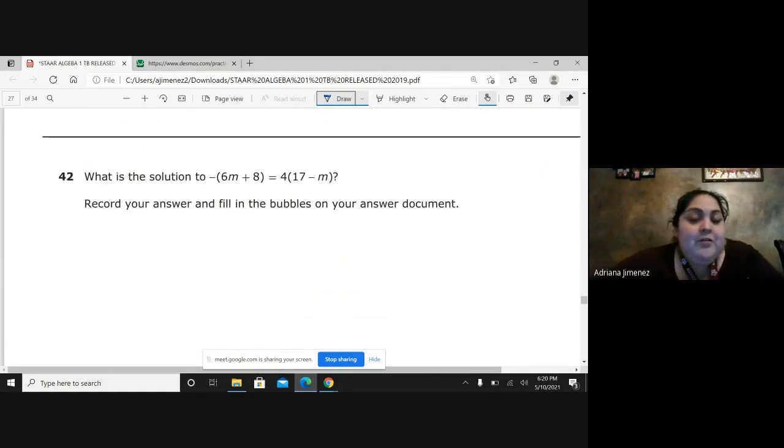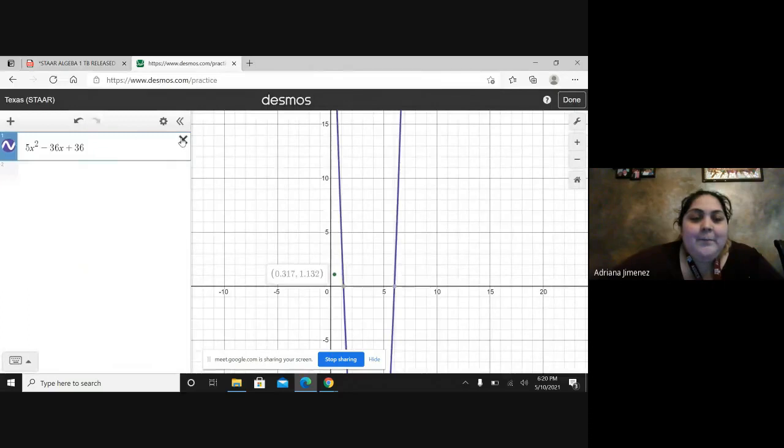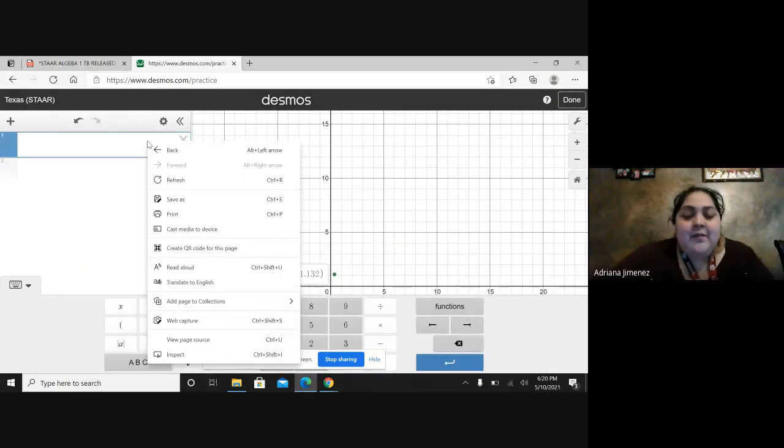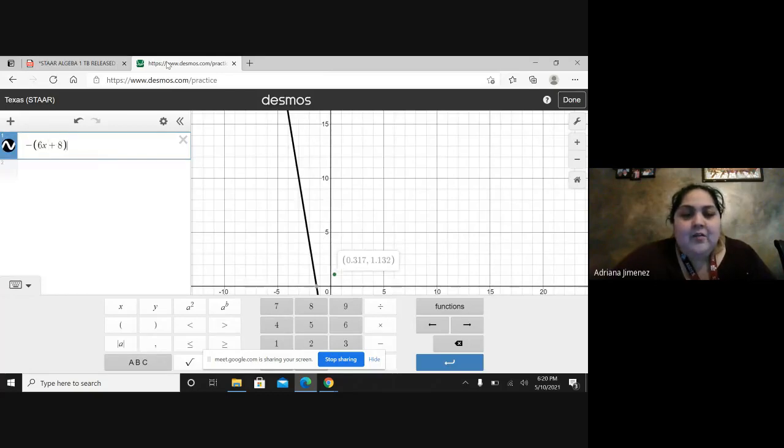Okay, all right, we do the same thing we did on the other one. We're going to put one in one box and put the other one in the other box. Okay, so negative parentheses 6x plus 8 close parentheses. On the other one, I have 4 parentheses 17 minus x.